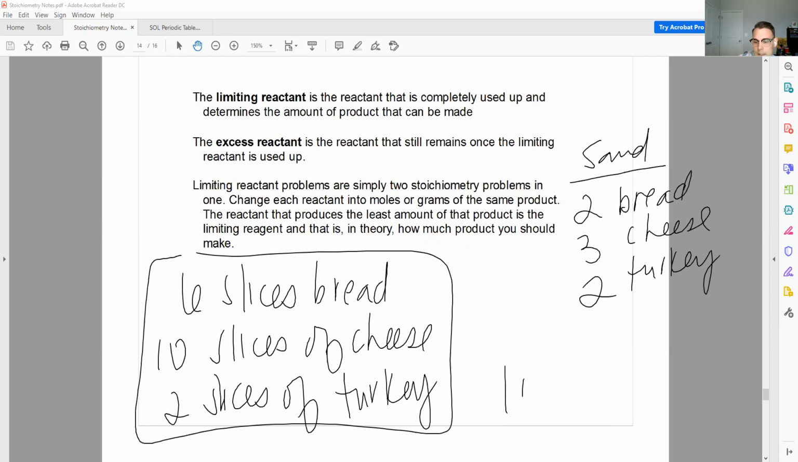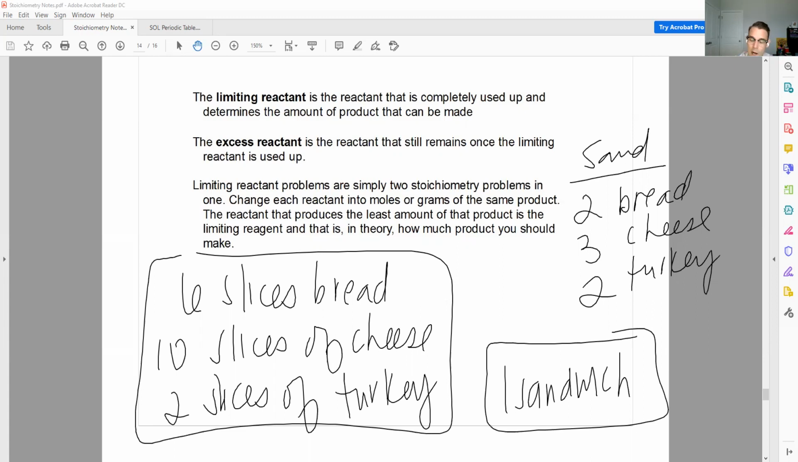I can make 1 sandwich. Why? Well, I am limited by the amount of turkey I have. Therefore, the turkey would be the limiting reactant. In excess would be the bread and cheese. Now we could make grilled cheese, but we're not making sandwiches here. We're just looking at this. So that's the idea of what we're looking at.